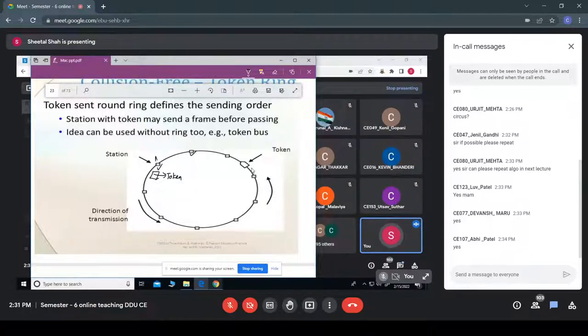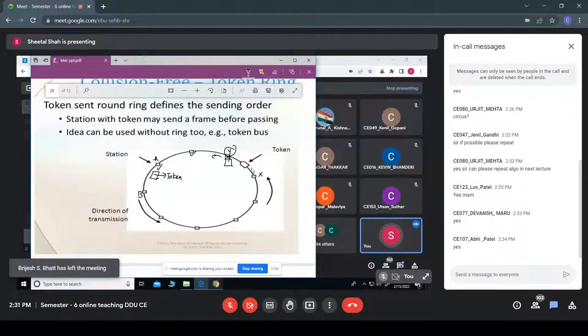Say suppose station A is here, B is here, and say suppose X is here, Y is here. Suppose Y wants to transmit a frame. When the token reaches station Y, this station Y would grab the token, or hold the token, and only the station which has that particular token would be able to transmit the frame throughout this ring. So when the frame passes through this ring, and when it reaches back to the station Y, are you getting this?